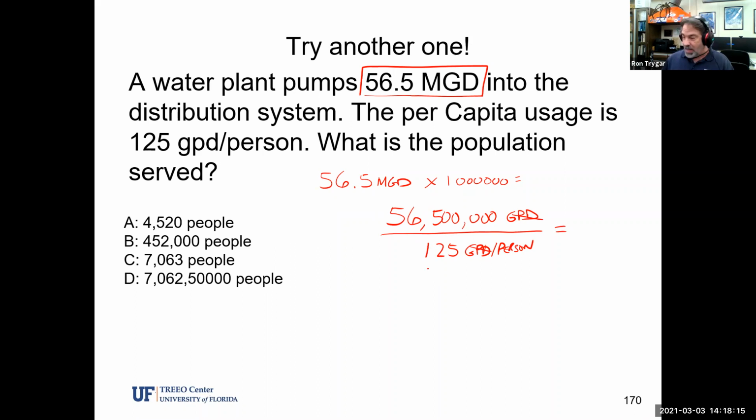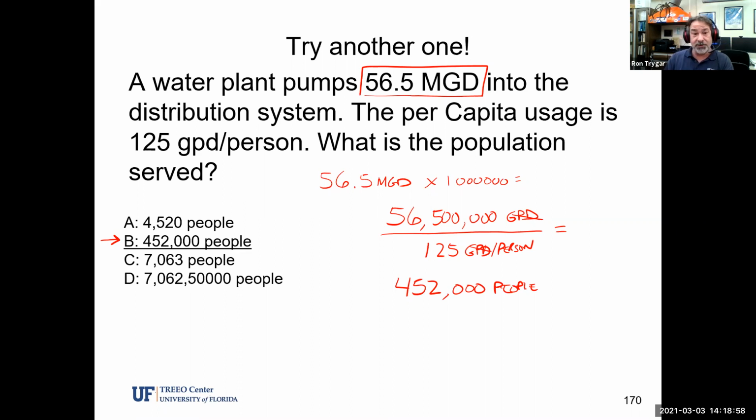And we come up with a population of 452,000 people. And there you go. So 452,000 people would be using, if they're using 125 gallons per person per day, we would need to supply from our water plant 56,500,000 gallons a day. So looks like letter B, answer B might be our best choice for this one. And let's see if that's what the answer comes out to be. Yep, there it is. So we did pretty good.